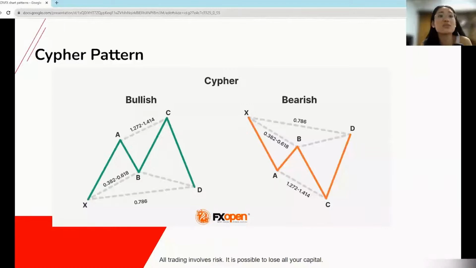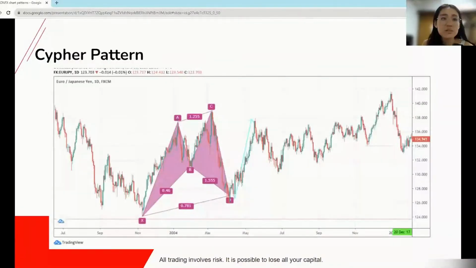So here's an example of a cipher pattern. So cipher pattern uses 38.2% to 61.8 for XB, 127.2 to 141.4 for your AC, and for XD, 78.6. And bearish is the opposite of that. Okay, so here is what a cipher pattern looks like on the chart. So you can see it's a little bit more difficult to identify because you would need to take note of the numbers, but ultimately the theory behind it is still the same.